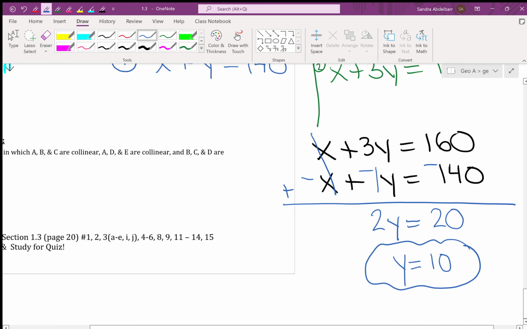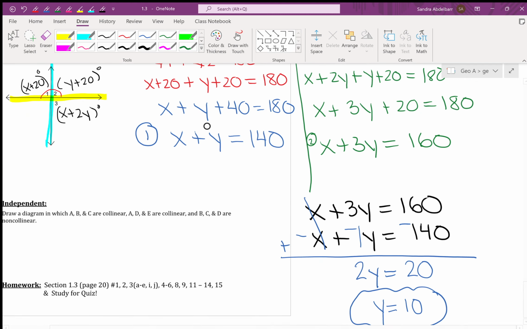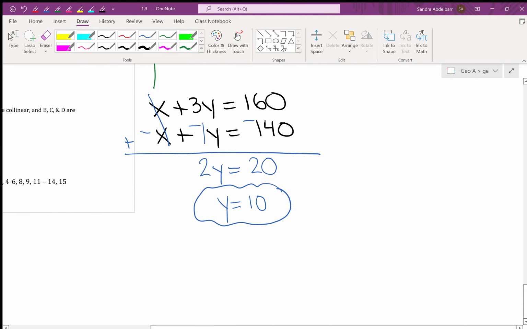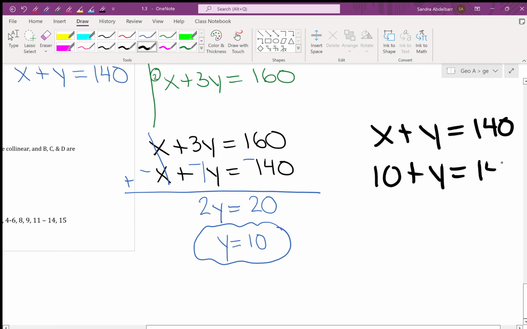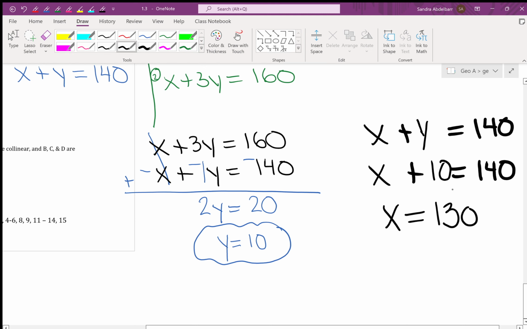Jocelyn? Excellent. We're going to take one of our equations and substitute it in. So I'm going to go back to x plus y equals 140. 10 plus y equals 140. So, oops, I plugged in wrong. I plugged in 10 for x, not y. Sorry. X plus y equals 140. X plus 10 equals 140. So x will equal 130.